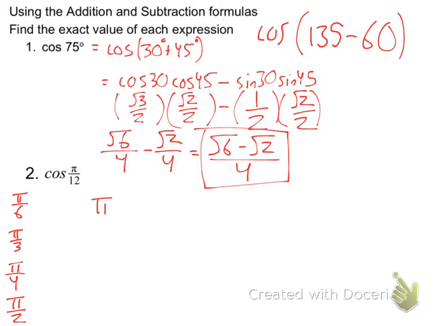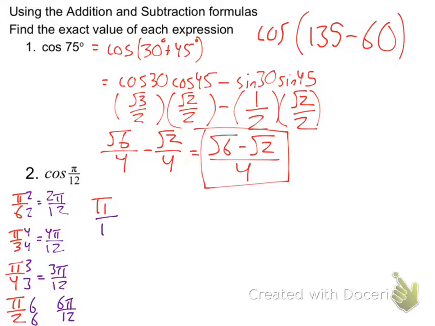What's the missing piece for pi over 6? 2. So it's 2 and 2, which results in 2 pi over 12. Agree? Yep. Pi over 3 is 4 over 4, so you get 4 pi over 12. Pi over 4 is 3 and 3, so it's 3 pi over 12. Pi over 2 is 6 over 6, so 6 pi over 12. And pi itself would be 12 and 12, which would be 12 pi over 12.